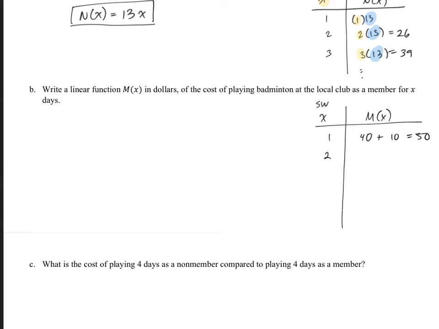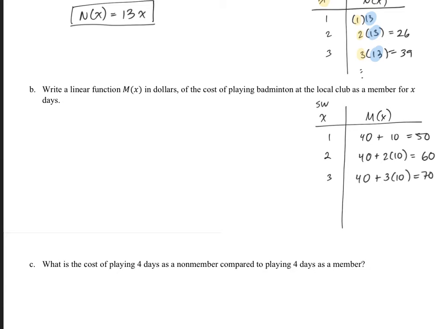If I played, or if I went for 2 days, that would be the same thing. I spent $40 originally, plus 2 times the $10, which would be, I spent $60 total. If I played 3 days, I still have paid that 40 base, plus 3 times the 10 would give me $70. Now notice, this is not the amount I'm spending each day. This is the amount total for that year. Okay, keep that in mind.